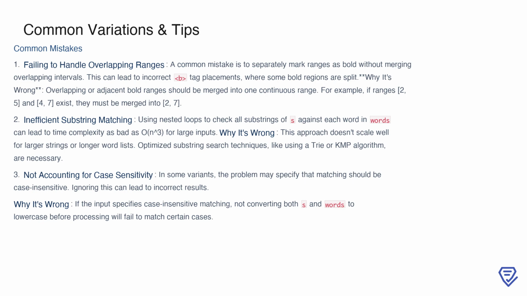Another common pitfall is inefficient substring matching. Using nested loops to compare every substring of s with each word in the words list can result in extremely poor performance, with time complexity as bad as n cubed for large inputs. Instead, optimized techniques like tries or KMP can help scale better.